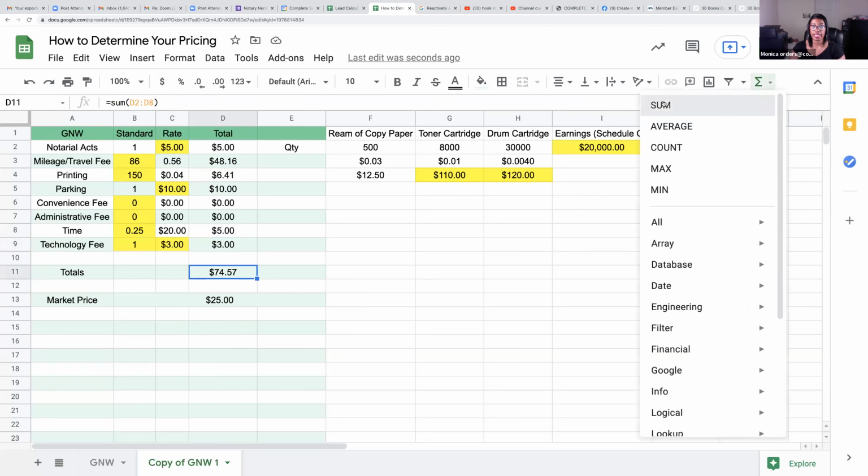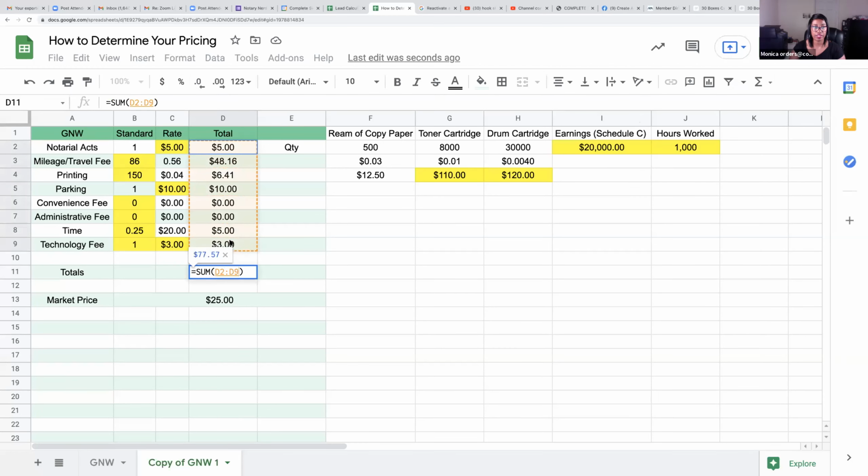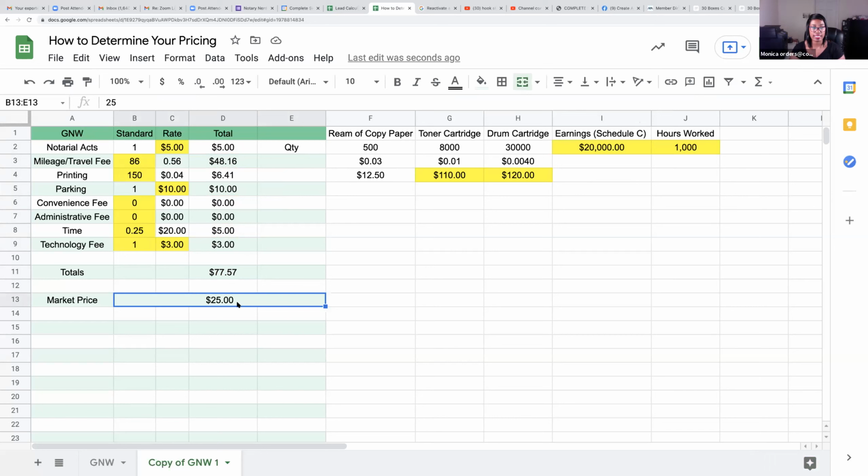And let me make sure that the formula reflects everything in this column. And so you would be looking at that. But again, you have this market price here to contend with. So you have to come back to this number, and remember, you're fluffing. You're not traveling 86 miles for that particular Ron signing. So you would zero that out. And now you have your fee.